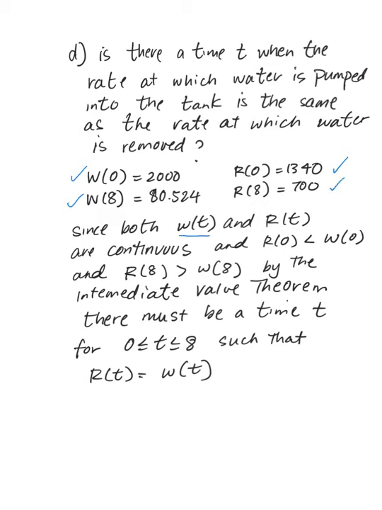Since we know both W and R are continuous, that's given in the problem that they're differentiable, therefore they're continuous, and we know R of 0 is less than W of 0, but R of 8 is greater than W of 8, then by the intermediate value theorem, there must be a time t in that interval from 0 to 8, such that R of t equals W of t, or the rate at which the water has been pumped into the tank is the same as the rate at which the water has been removed.